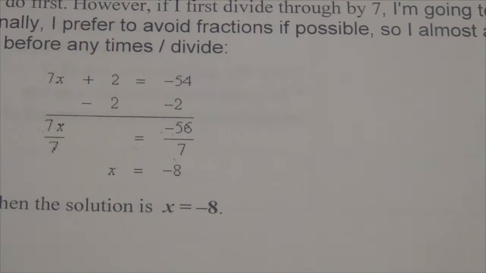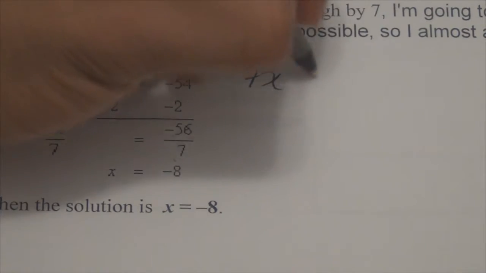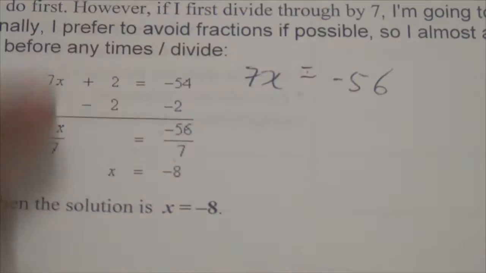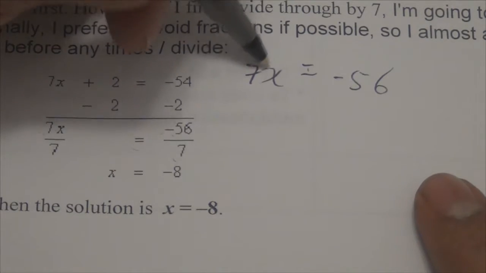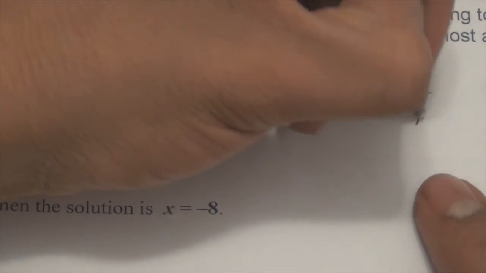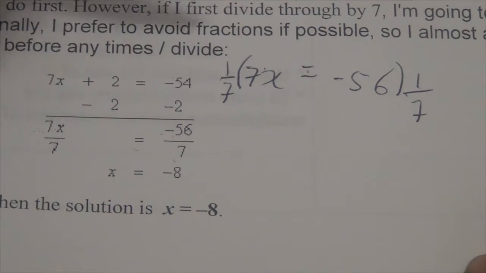Okay? Look, right here. This is what you have. You have 7x equals negative 56. That is this step right here. So the 7 is multiplying the x. So I need you to use the multiplicative inverse of 7. Why? Because I need you to become acquainted with that.